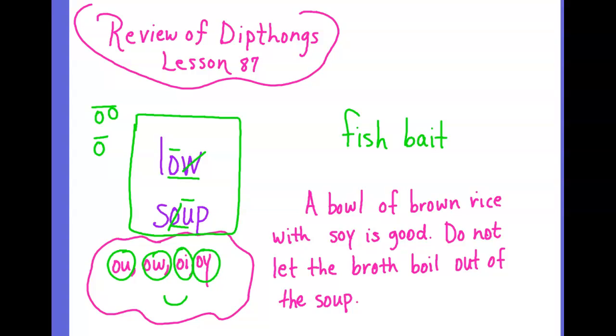I'm going to quickly code it, and then I'm going to get you to write down the next sentence and try to code it without me. All right, here we go. Fish bait. Let's underline our SH digraph. Okay, we have a short I sound, so we're going to do a breve there. Then we're going to look at bait.